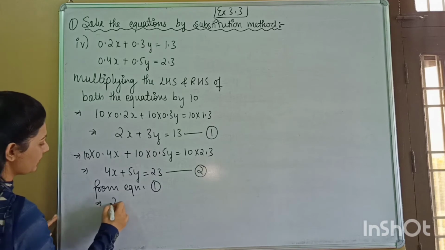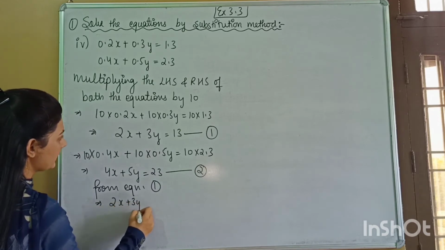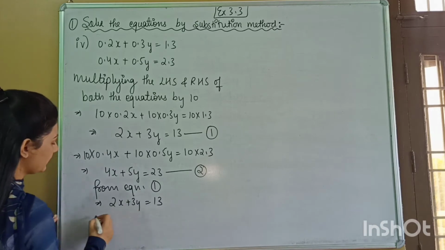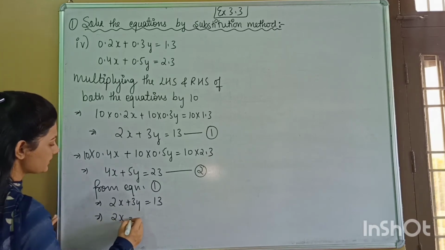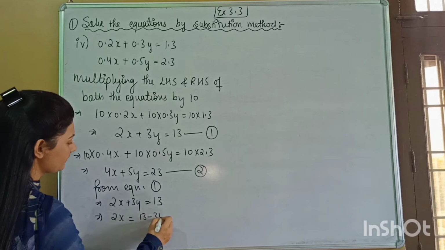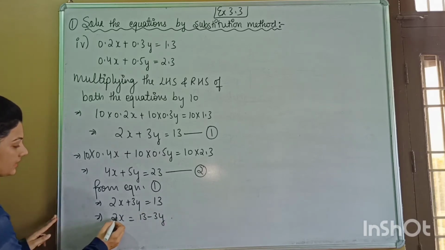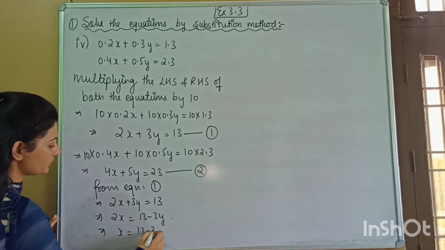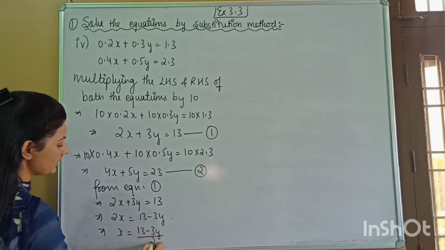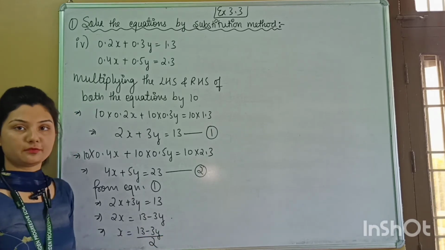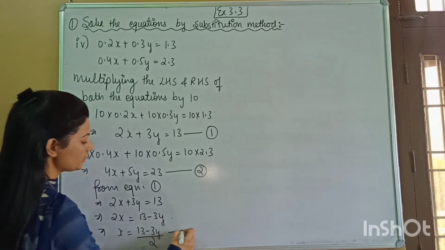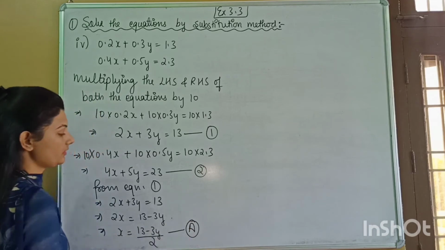What we have, equation 1, 2x plus 3y is equals to 13. Now this plus 3y we will take to the RHS, so we get 2x is equals to 13 minus 3y. And now again, see this 2 is here extra, so this 2 we will take to the RHS only and it will go in the denominator, that is division. So the value of x is 13 minus 3y by 2. Name it as equation A.